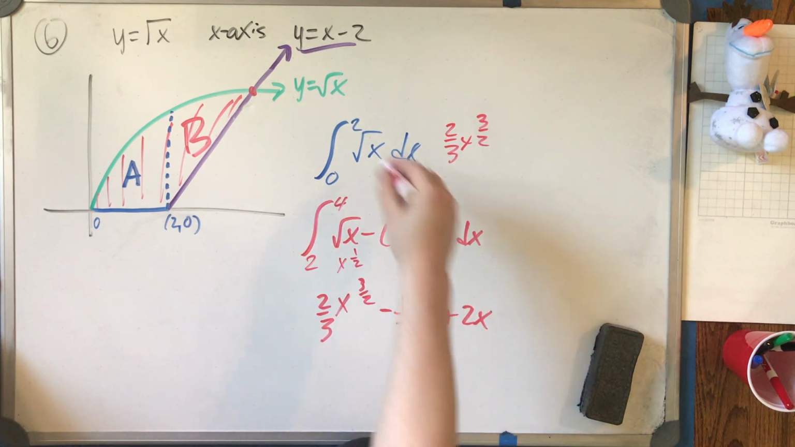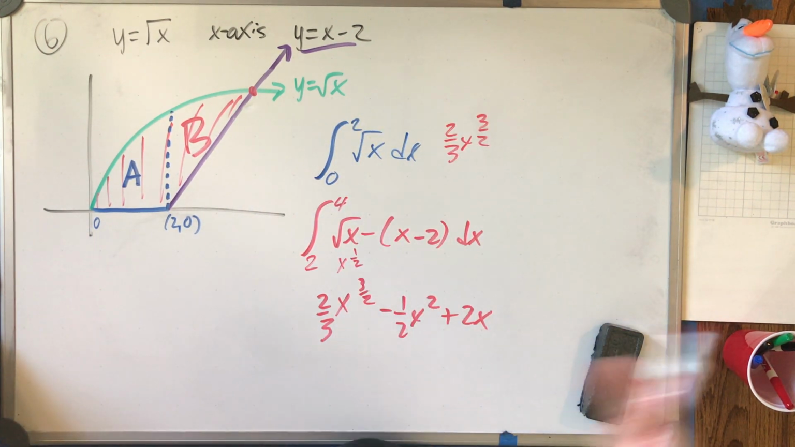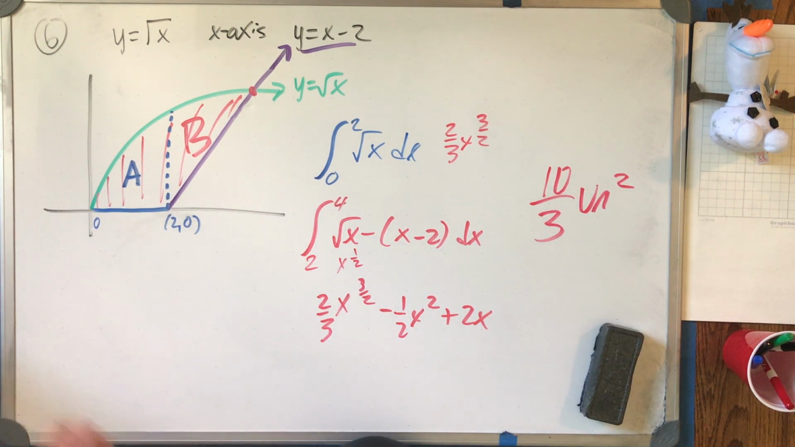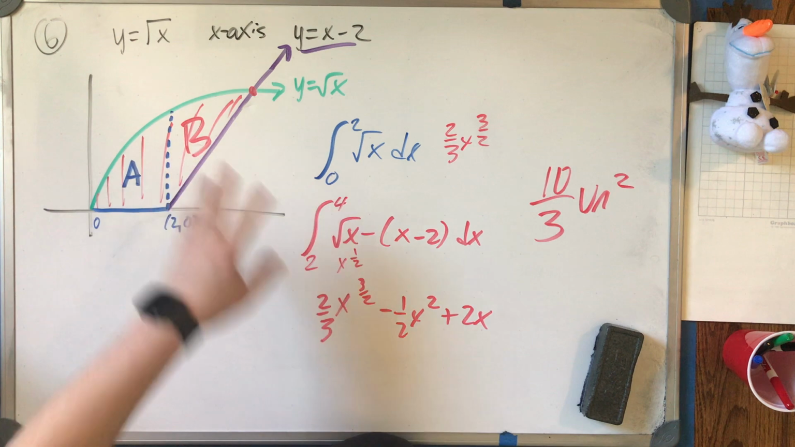So when I do all of this stuff and I evaluate from 0 to 2 and from 2 to 4, I add them all together, I get 10/3 units squared. Okay, so that's what this region is.